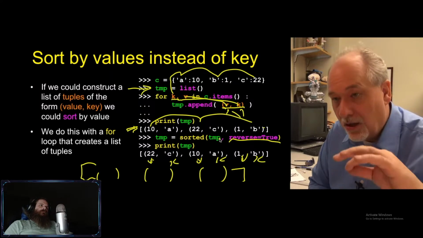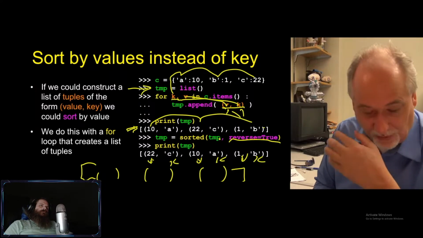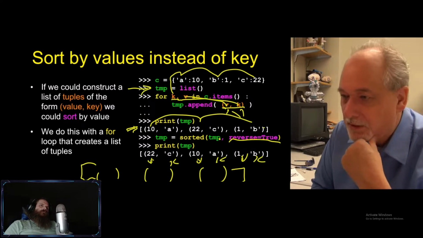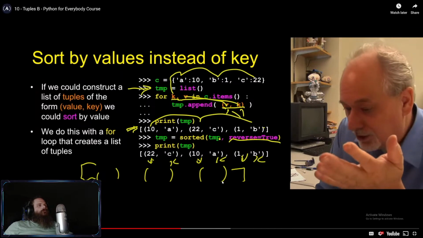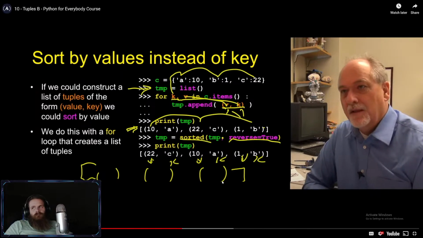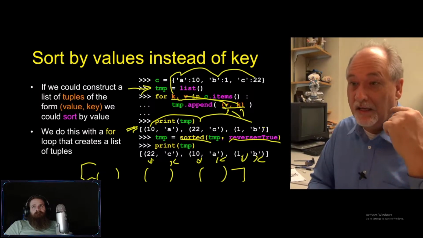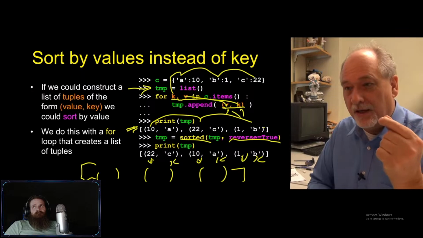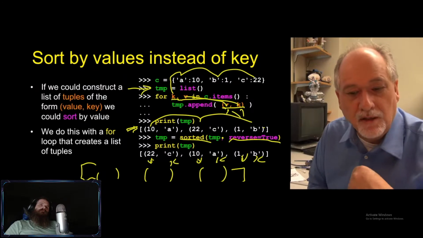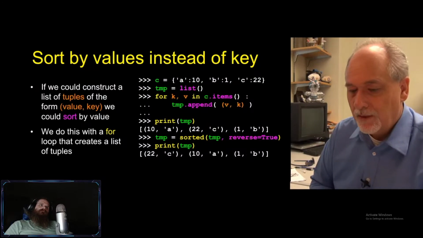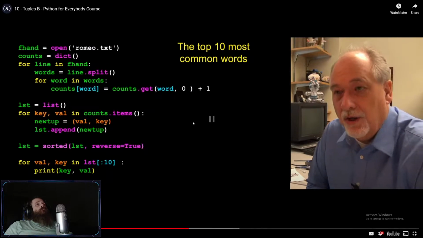That's an example of making a data structure, flipping those things around, and then using sorted to sort them. There are many other ways you could do it, but this is the more elegant way. The clever bit here is to make a new list and make it a little bit different. So here we're going up to the most common words.